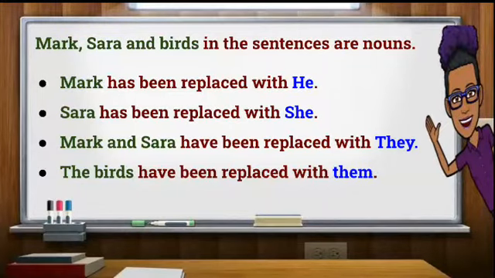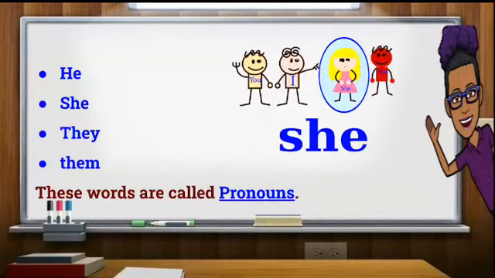Mark, Sarah, and birds in the sentences are nouns. Mark has been replaced with he. Sarah has been replaced with she. Mark and Sarah have been replaced with they. The birds have been replaced with them. He, she, they, them. These words are called pronouns.